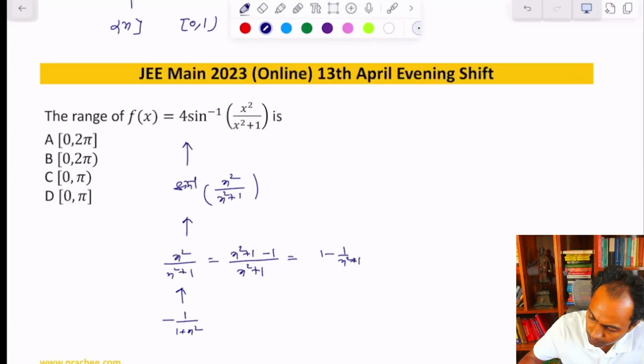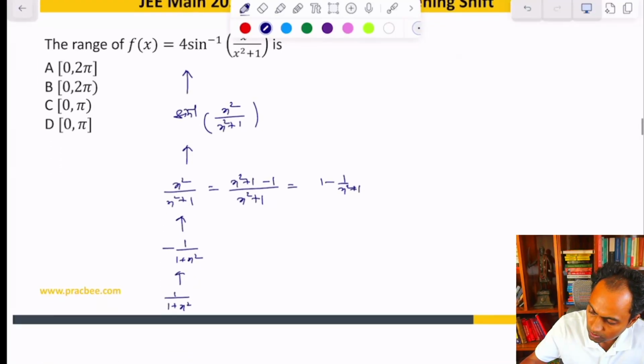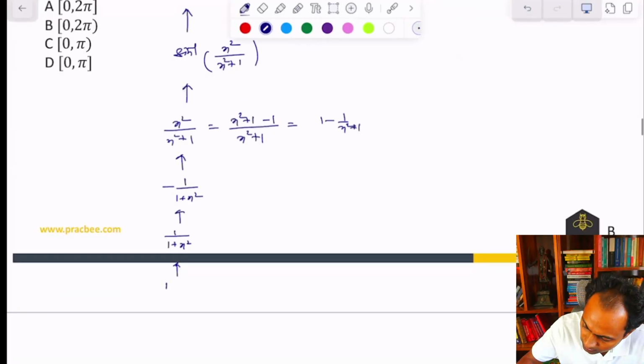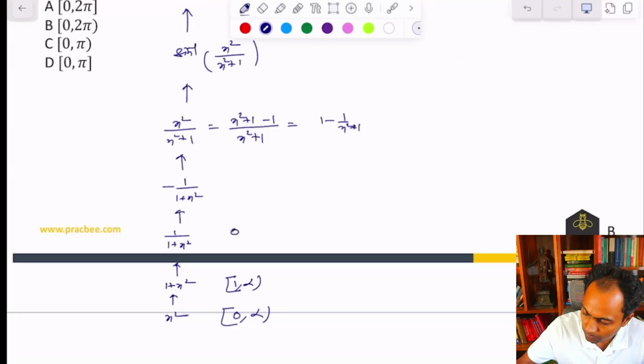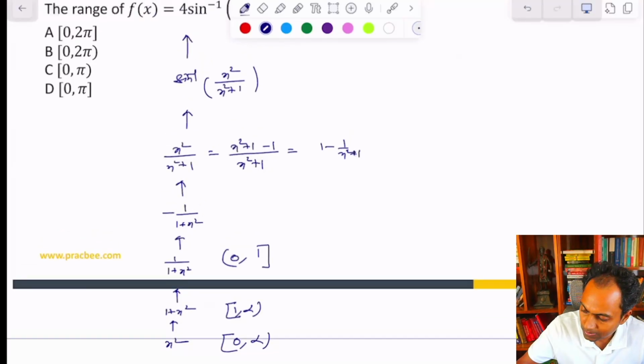So I can see that it could easily be broken down into 1 upon 1 plus x square. And for this, I will have to know what happens to 1 upon 1 plus x square. For this, I will have to understand what happens to 1 plus x square, and for this, what happens to x square, and that I know. This is between 0 to infinity. If I add 1, it becomes 1 to infinity. And if I take a reciprocal, it becomes 0 to 1. 0 can't be included, 1 can be included. Now, if I put a minus sign, this will become minus 1 to 0. 0 is not included, minus 1 is included.